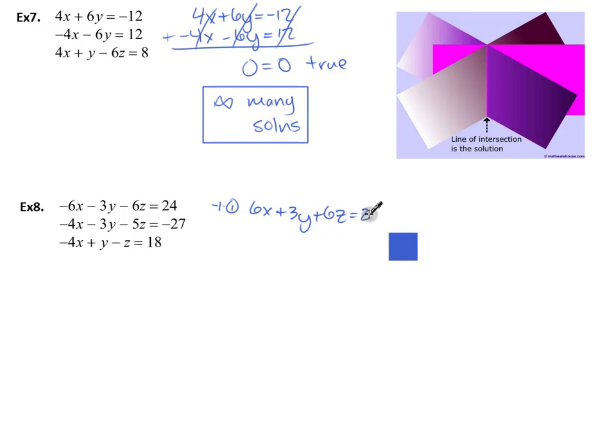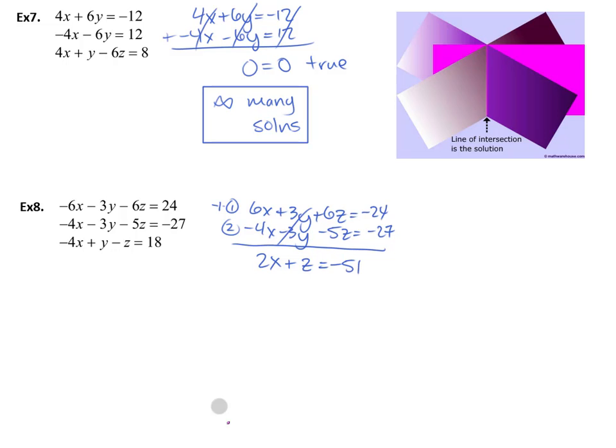Equals negative 24. And then I can just add my second equation, which is negative 4x minus 3y minus 5z equals negative 27. Okay, so we've set this up so that my y's cancel out, and I get 2x plus z equals negative 51. Okay, so I want to have another equation with just x and z, so I want to eliminate y again. So I've already done 1 and 2 together.